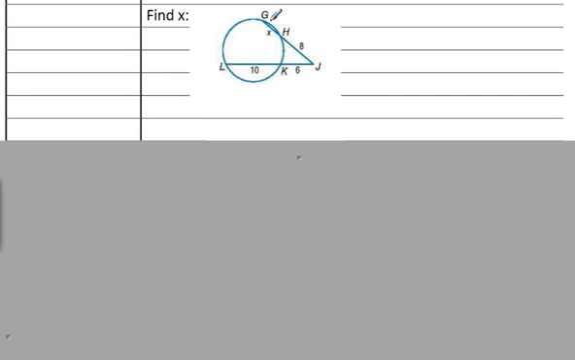Okay, the next example is when you have a secant and a secant, and these are called external secant segments. And this is where you start with the outside segments. So you multiply HJ times the entire segment, GJ, and then set that equal to the external secant segment KJ times the entire secant LJ.